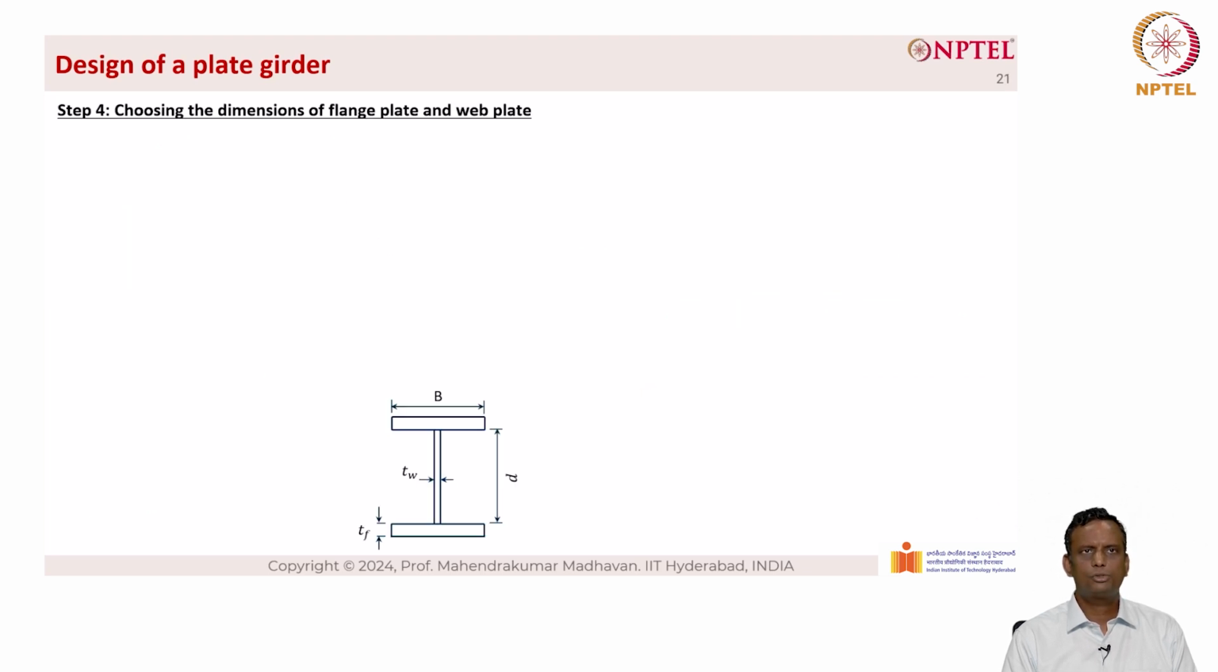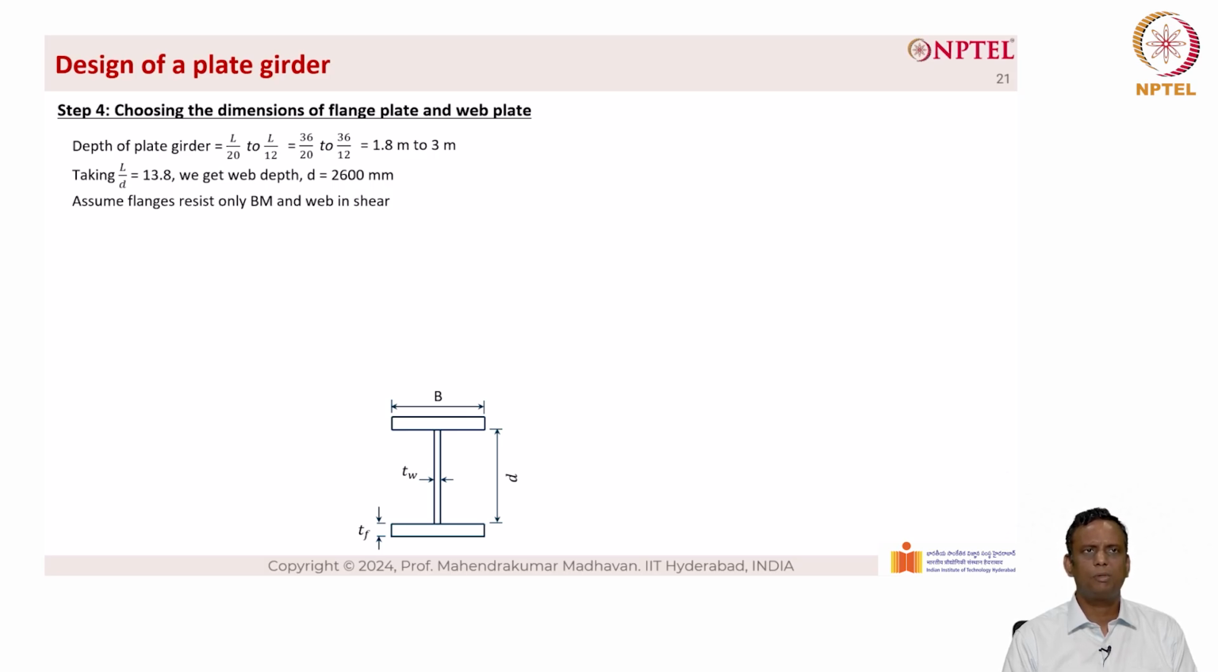Now step 4 is to choose the dimensions of the flange plate and web plate. The depth of the plate girder is given as L by 20 to L by 12. This is equal to 36 by 20 to 36 by 12, which ranges from 1.8 meters to 3 meters. Taking L by D equal to 13.8, we get a web depth D equal to 2600 mm. Assume flanges resist only bending moment and web resists shear. From step 3, the maximum bending moment M equals 20709 kilonewton meter.